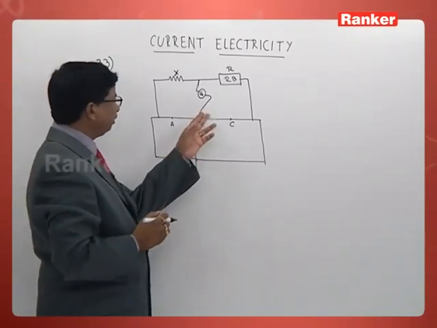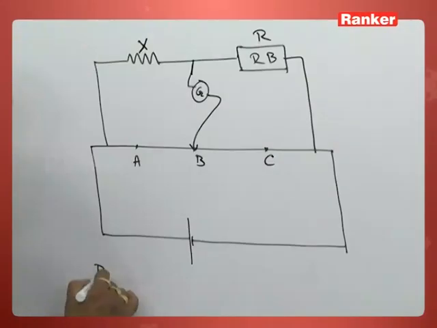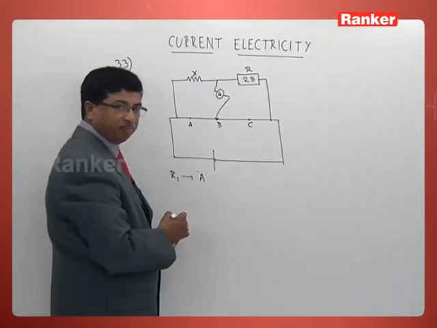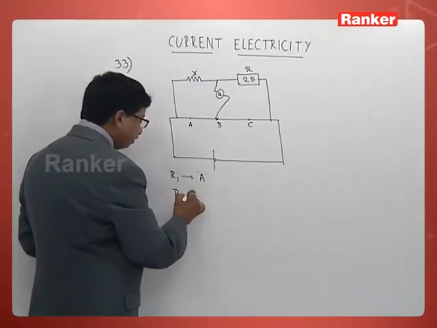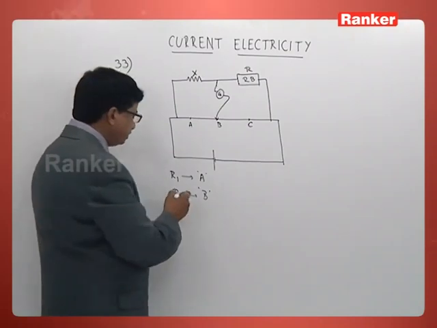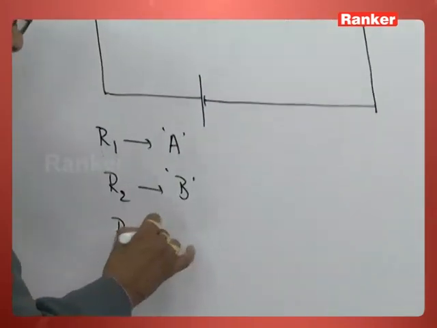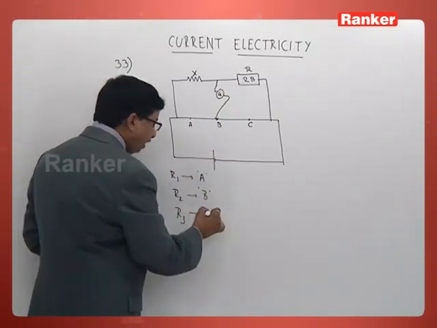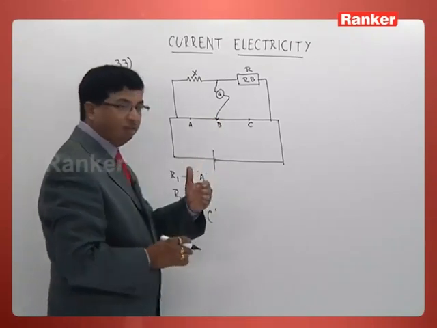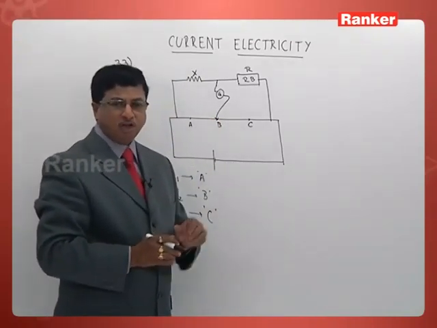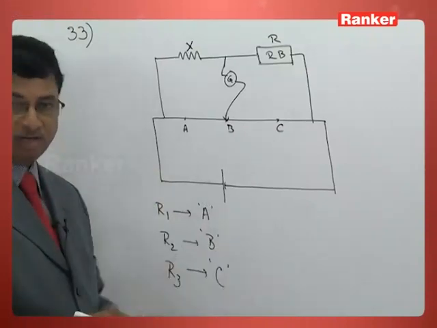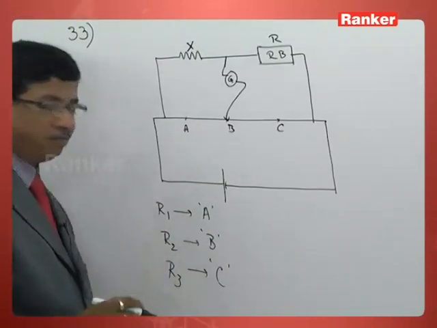All of you can understand, when the resistance in the resistance box is R1, the balance point is obtained at A. When the resistance in the resistance box is R2, the balance point is obtained at B. Similarly, when the resistance in the box is R3, the balance point is obtained at C. That is the description in the question. Now the question is, when will this value of X be more accurate in all the three different cases?